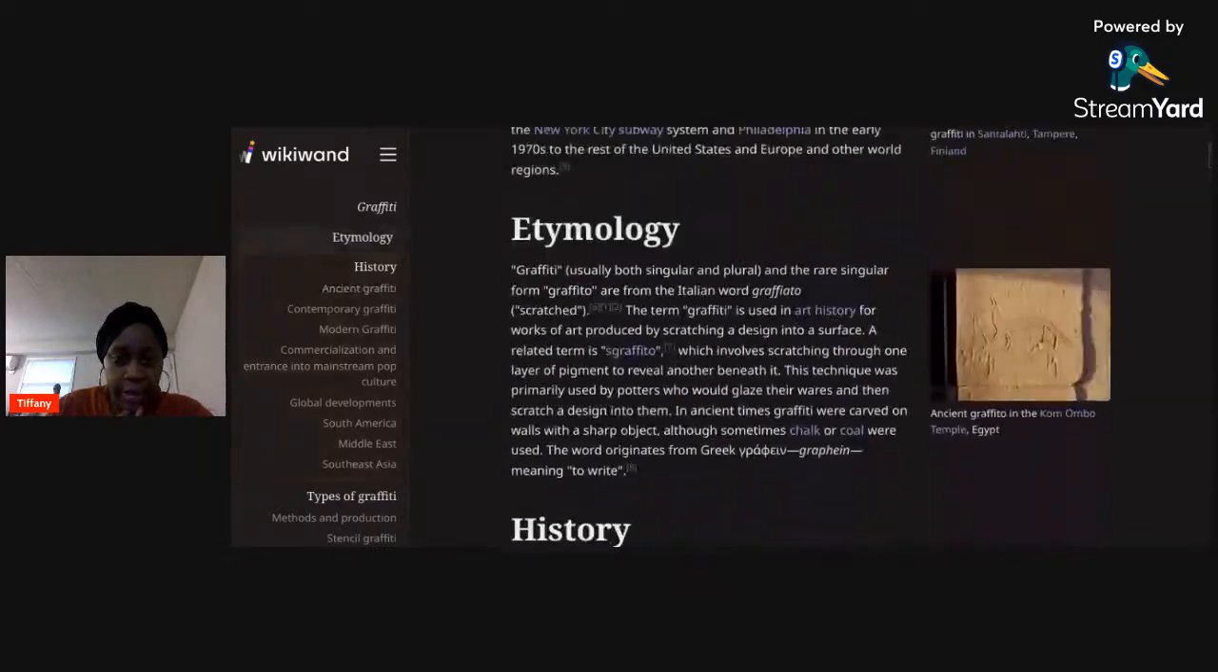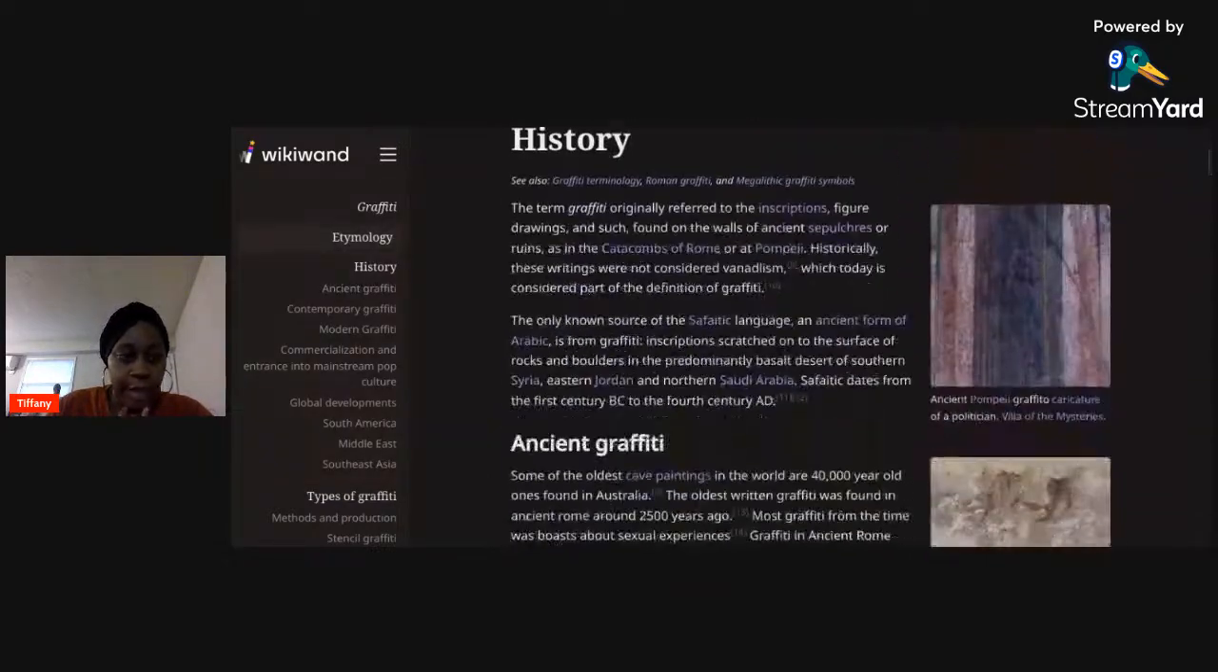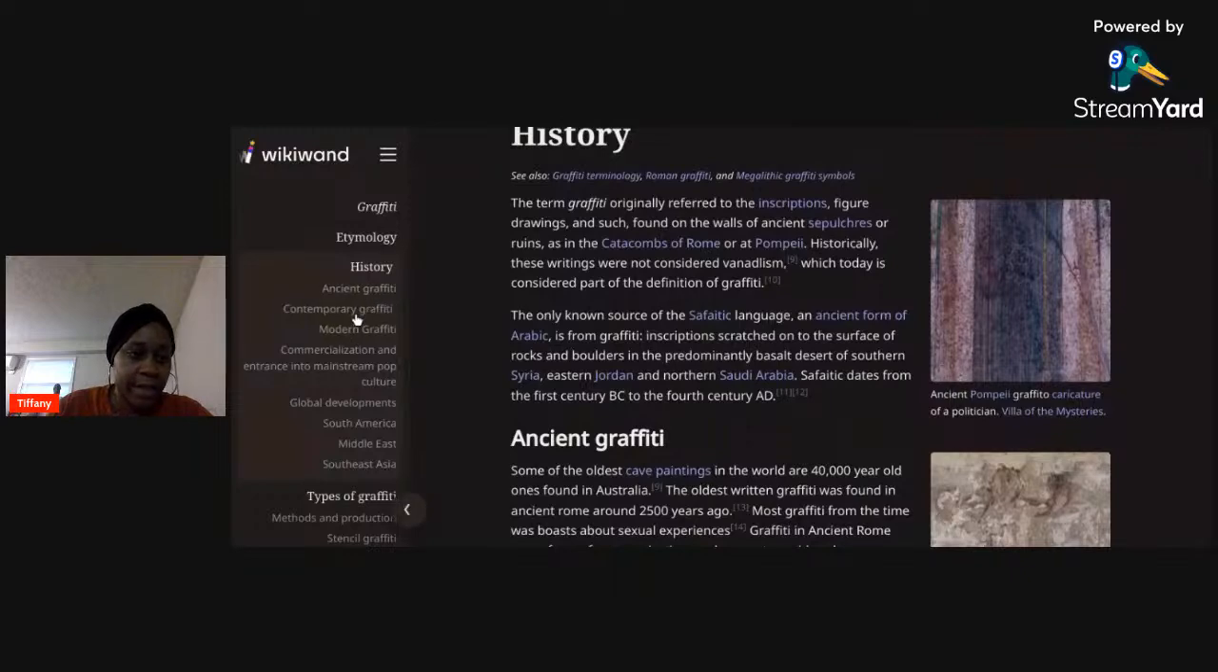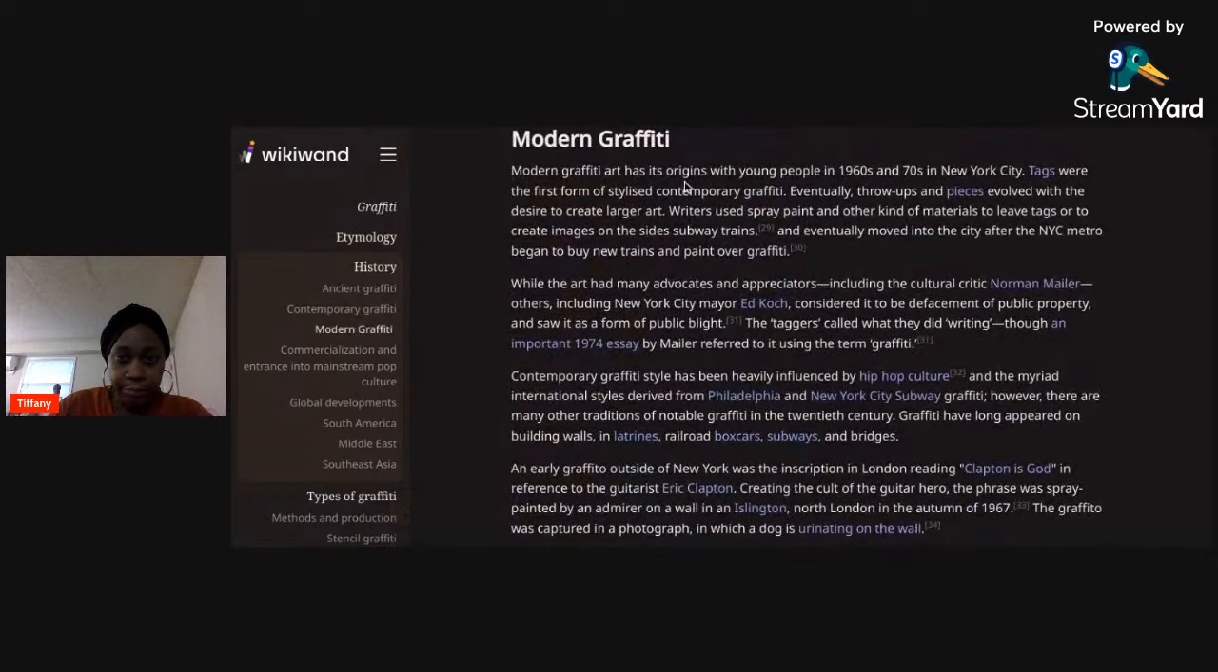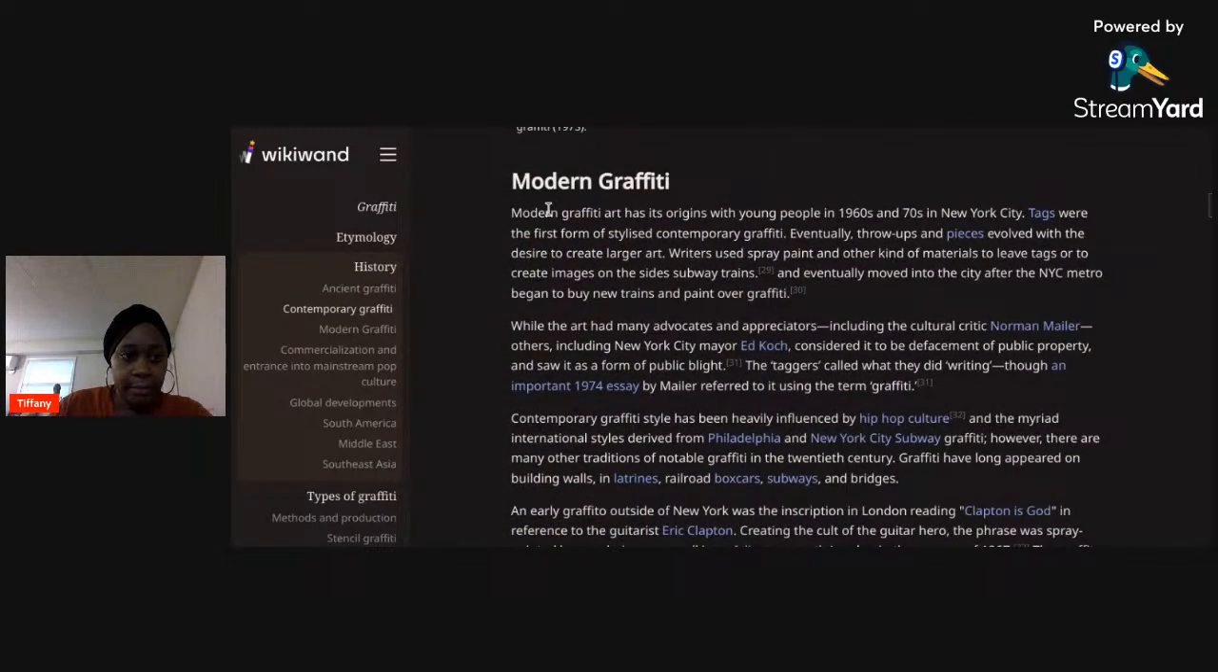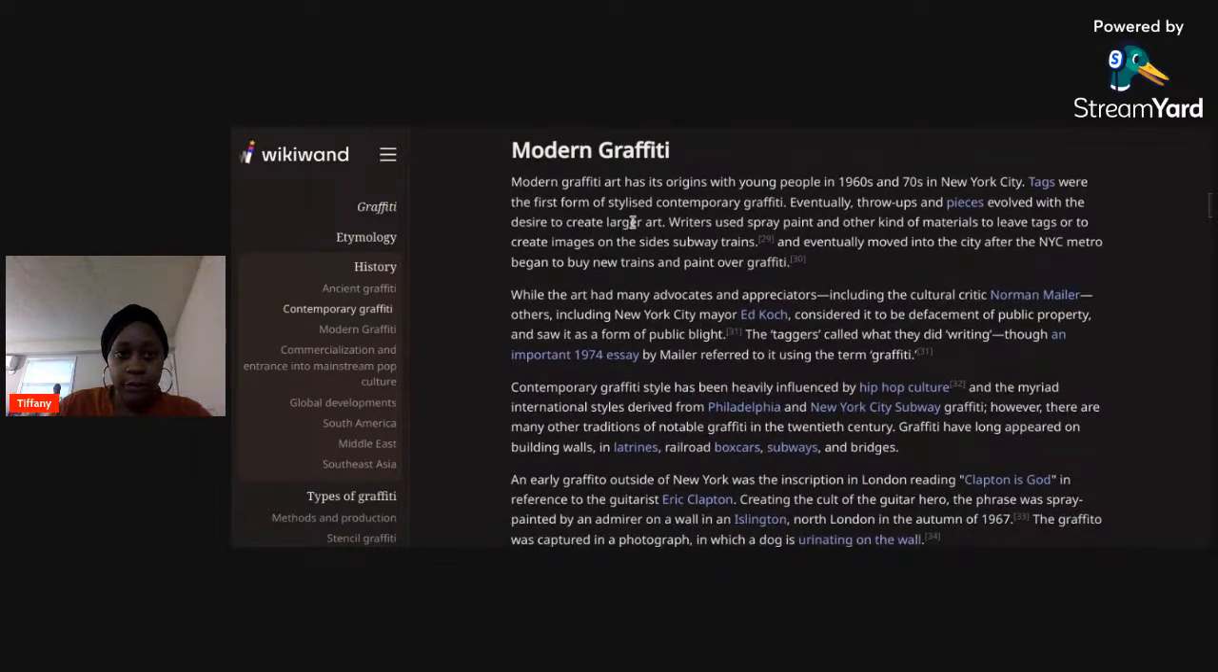So basically, as you can see, the concept of what we call graffiti has its history and its origin back in the ancient time period. So now let's go into the modern graffiti, right? So in modern times, graffiti art has its origin with young people in the 1960s and 1970s in New York City. Tags were the first form of stylized contemporary graffiti, and eventually throw ups and pieces involved with the desire to create larger art.